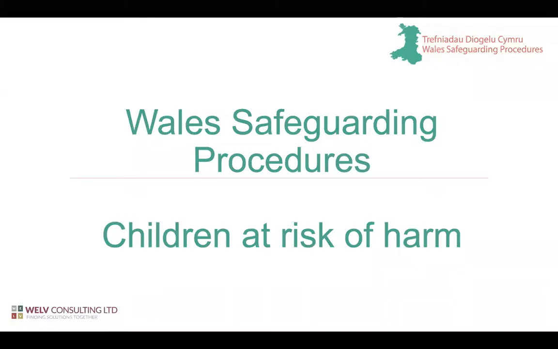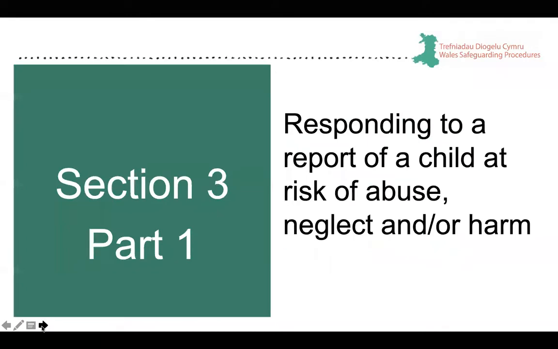This is the third in a series of videos providing an overview of the Wales safeguarding procedures as they relate to children at risk of harm. Running alongside this video is an additional video that will cover the content and the use of the app as it applies to Section 3, Part 1 of the procedures.